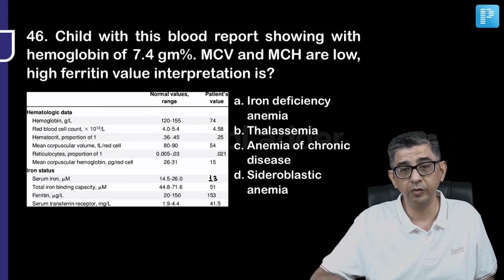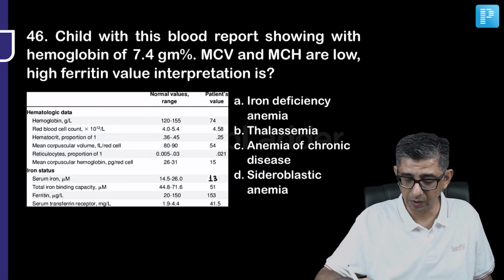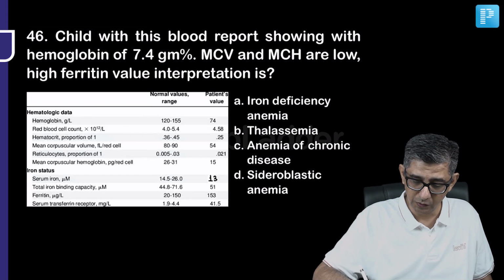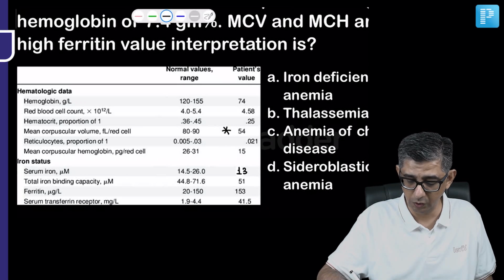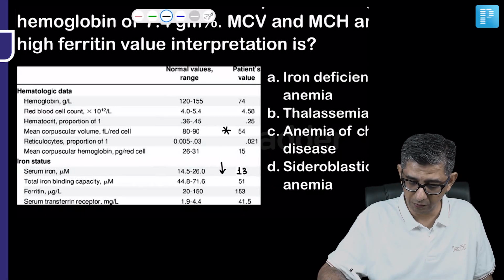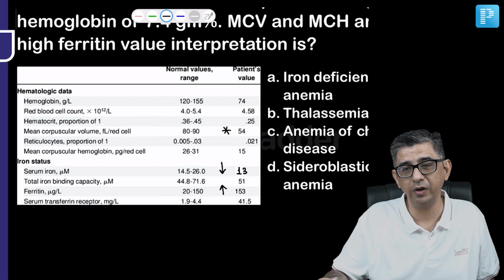Coming to the next question, a proper blood report was given. Hemoglobin was 7.4, MCV and MCH were lower, as you can see here. And this was a microcytic hypochromic anemia, and the serum iron of the patient was low, and ferritin of the patient was slightly elevated. And he said, what is the interpretation?